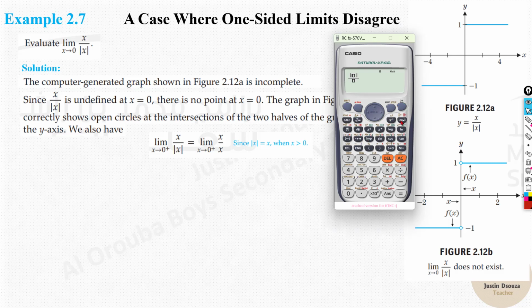Okay, now it is x. We can't take x as 0. We need to take the closest values to 0, which are 0.01 negative and 0.01 positive. So let me start with the lower value. So negative 0.01 and shift absolute value, negative, sorry, is equal to -1.